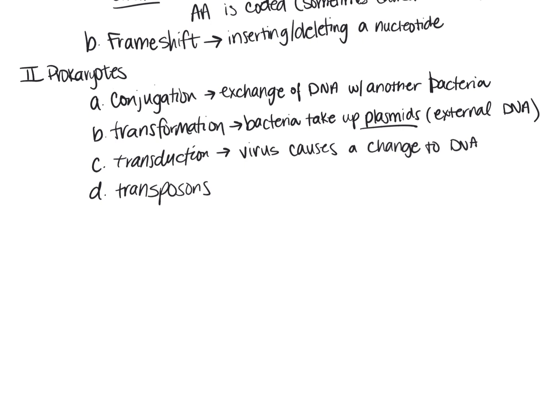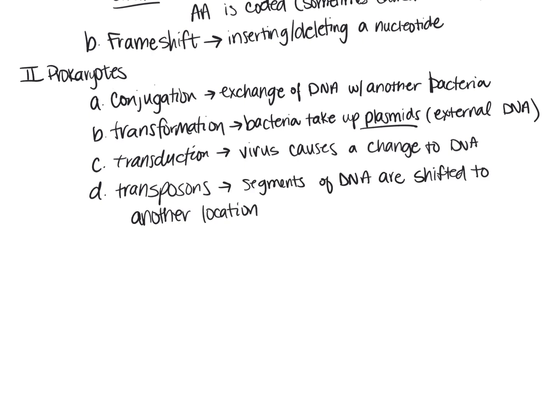The last method that prokaryotic DNA can change are called transposons. And for transposons, segments of DNA are shifted to another location. So an entire segment of DNA may slide down to another area of the DNA, and this is going to ultimately cause a change in the proteins that are produced.